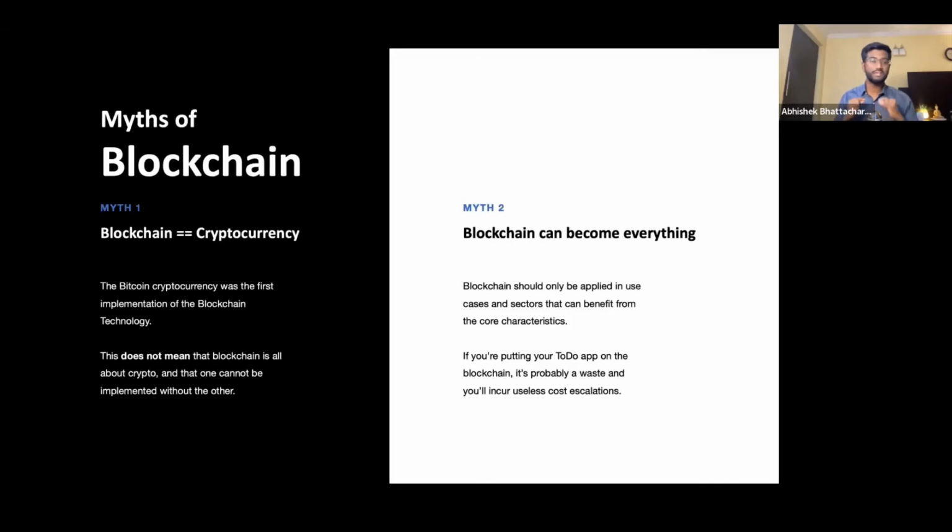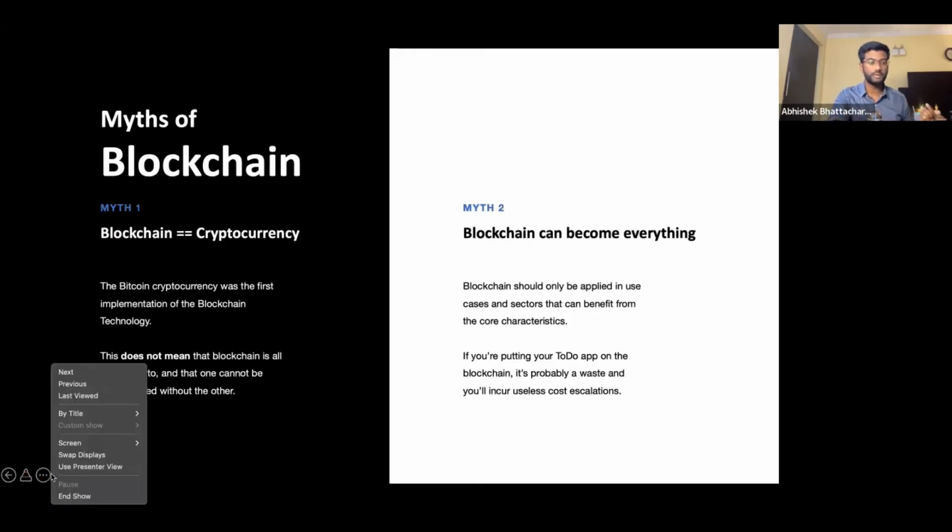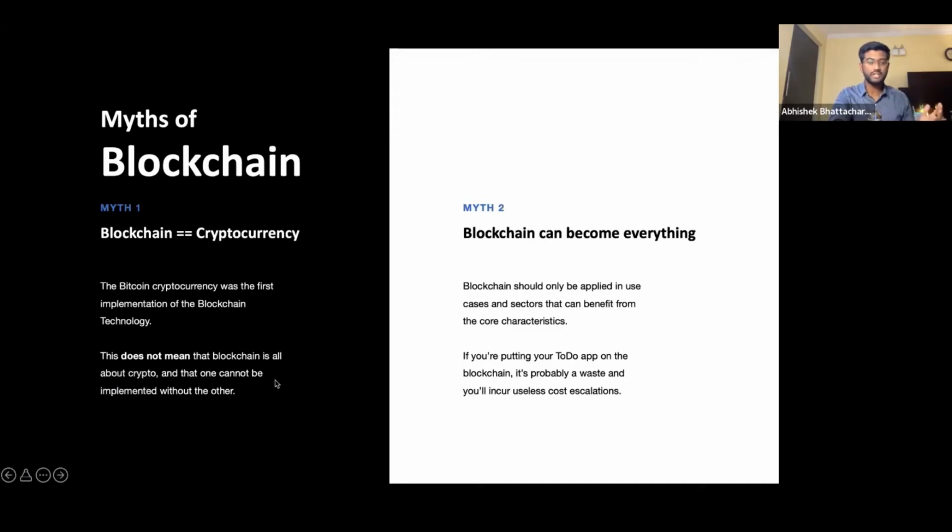Bitcoin is an implementation. You can see here, right? I don't have the pen option. I don't know why, but okay. So you can see here that this is Bitcoin. Bitcoin is a cryptocurrency that is an implementation of the technology called blockchain. Blockchain is a larger technology.